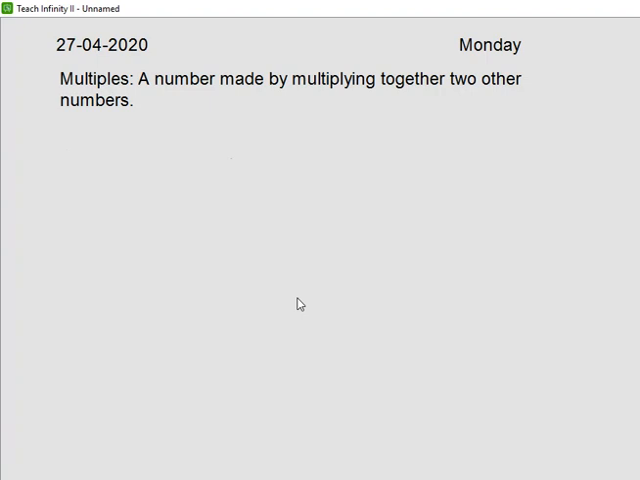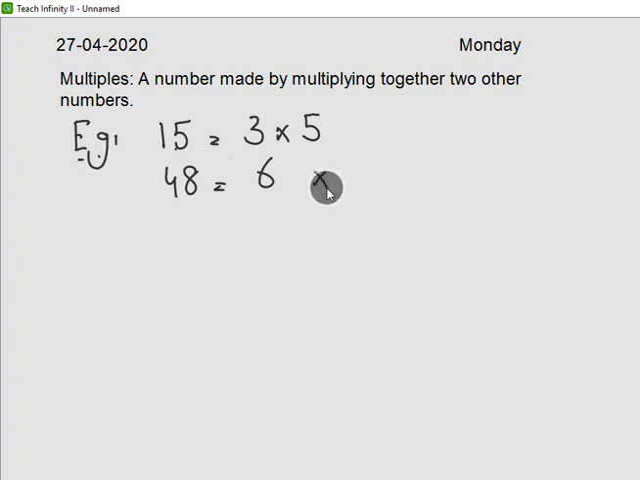For example, if we take 15, we can write 15 is 3 multiplied by 5. This 15 is the multiple of 3 and 5. Similarly, we can take 48. So we can write 48 as 6 multiplied by 8. This 48 is the multiple of 6 and 8.